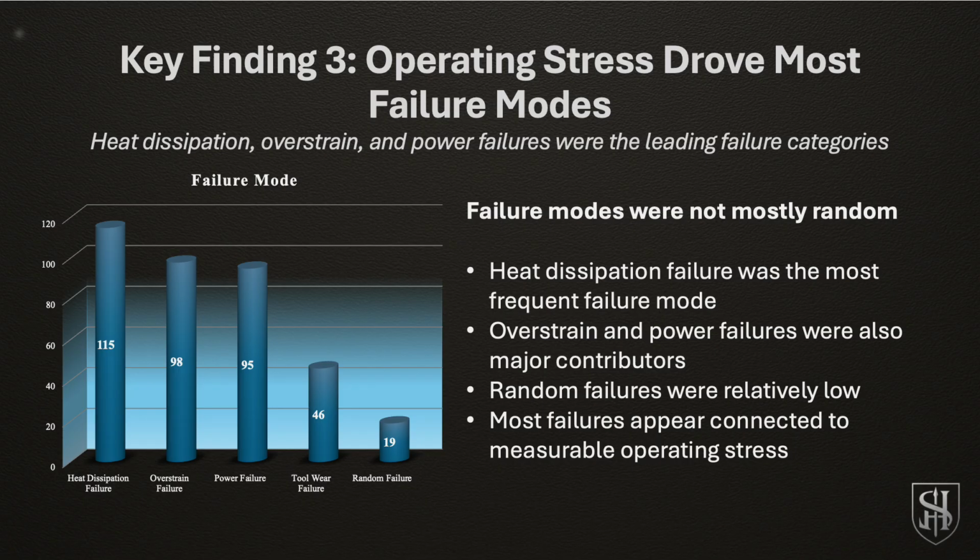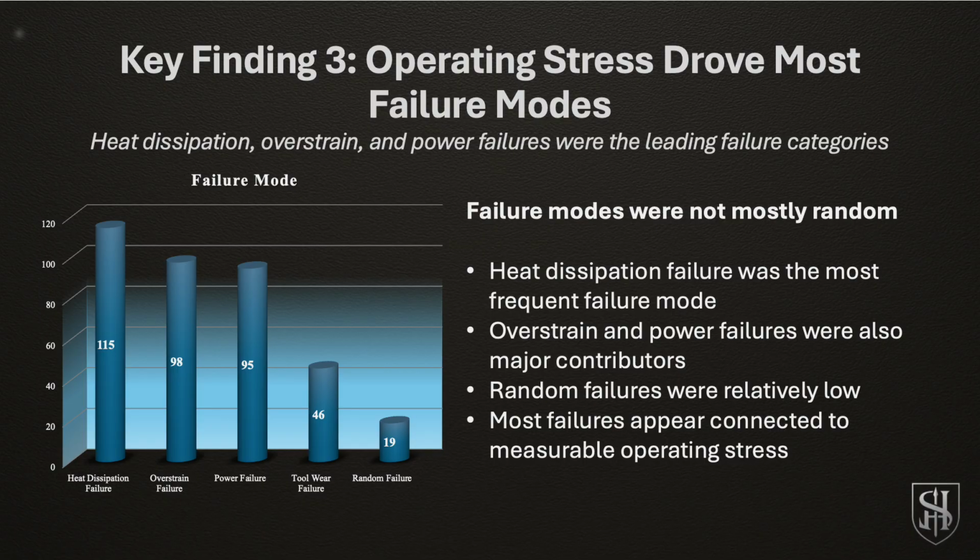By comparison, toolware failure appeared 46 times, and random failure appeared only 19 times. The low number of random failures is important because it suggests that many machine failures were not purely unpredictable events. From a management perspective, this matters because measurable failure patterns are more actionable than random breakdowns.